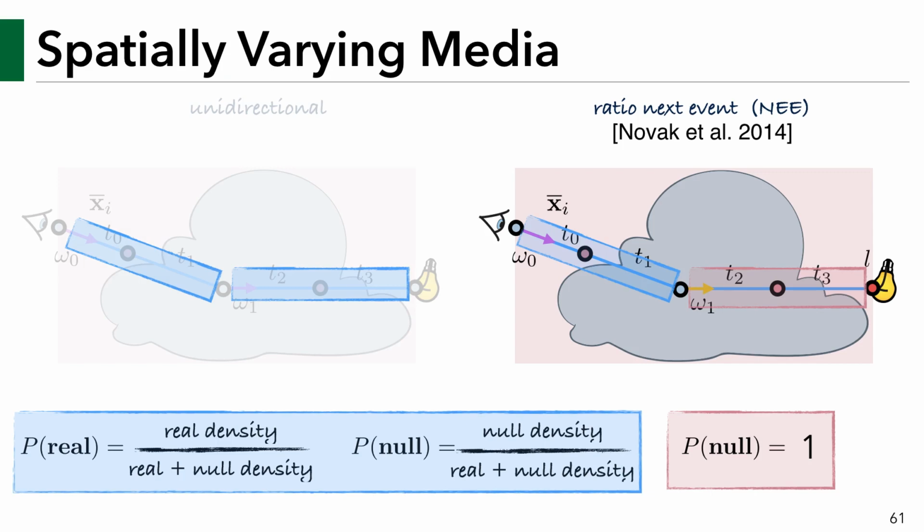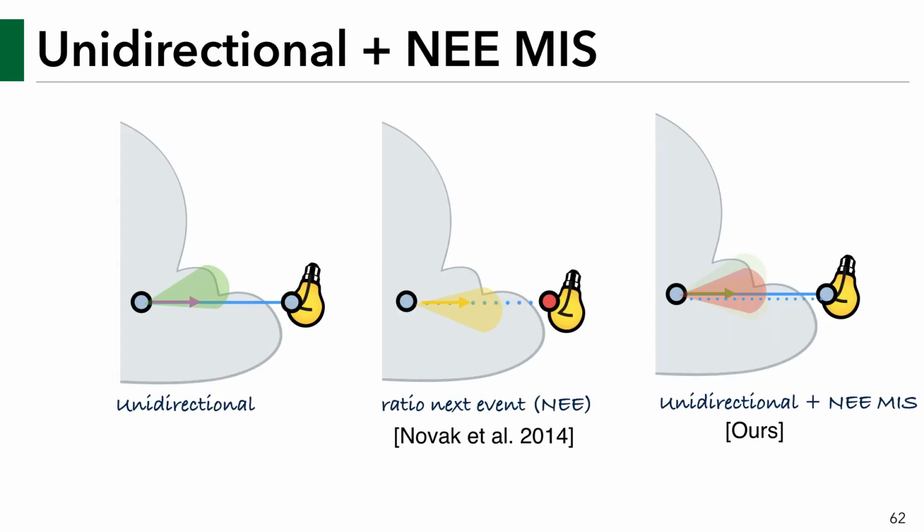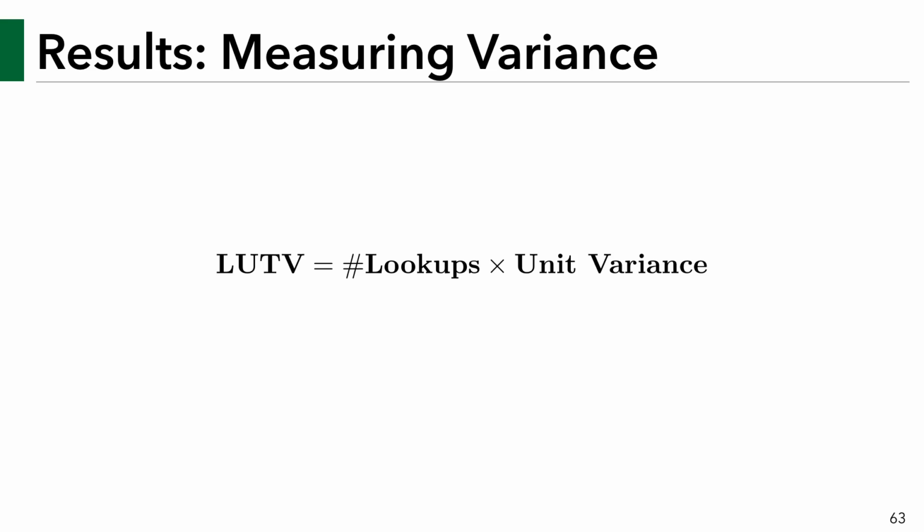Ratio next event, on the other hand, does the same as unidirectional except along the segment that connects the last real scattering event to the light. Along this segment, we force all vertices to be null, which is analogous to forcing the path to reach the light inside of the classical integral space. So the main takeaway is that in our path integral space, we can evaluate the PDF for these sampling strategies, which means we can combine them in MIS, both the directional and the distance sampling components. So now let's look at some results.